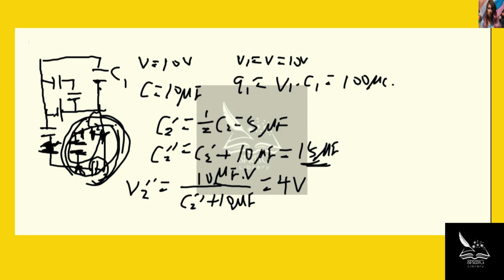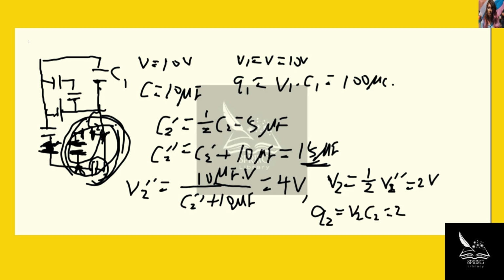So basically, we can find out the voltage drop across C2 now, because C2 has the same capacitance as this one. So the voltage drop across C2, V2, equals half of V2 double prime, right? Equal to 2 volts. Then we can find out the charge stored on C2 now. So Q2 equals V2 times C2. C2 is 10, so this is equal to 20 microcoulombs. Okay.